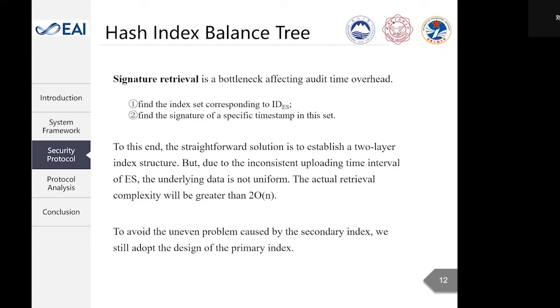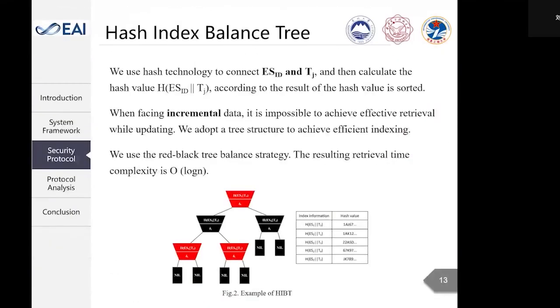To avoid the uneven problem caused by the secondary index, we still adopt the design of a primary index. We use a hash function to connect the ESID and the timestamp, and use the hash value to construct a Merkle tree. The resulting retrieval time complexity is O(log n).